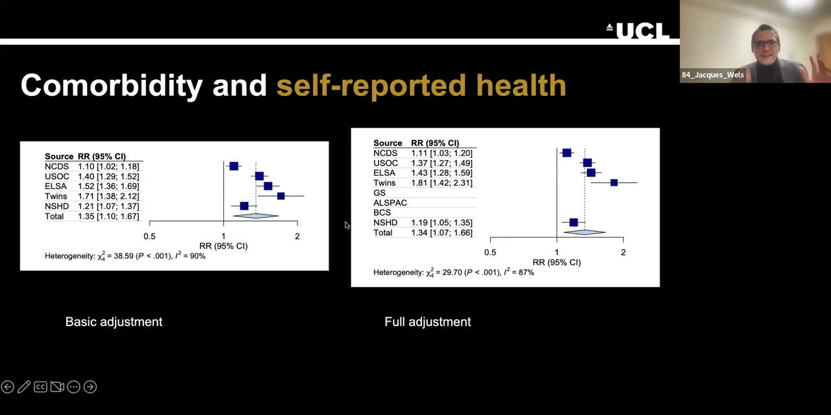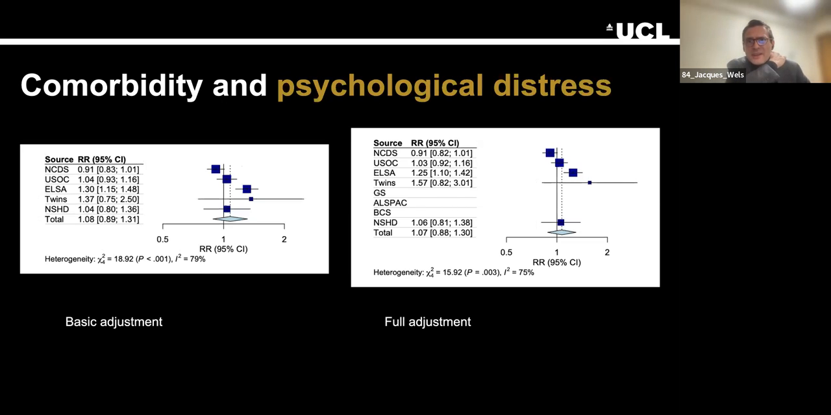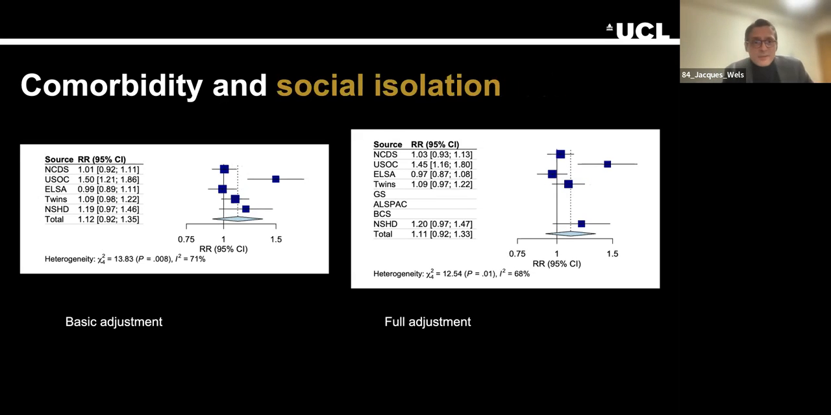I can move to another one that is significant for all studies and goes in the same direction. It's a huge association between comorbidity and self-reported health. Here you can see on the left we have the basic adjustment, and on the right the full adjustment, but you can see that in both we have 1.35, 1.34 relative risk ratio of an association between self-reported health and comorbidity. It goes more or less the same for psychological distress, but not significant. And it goes the same way for social isolation, but again, not very significant.